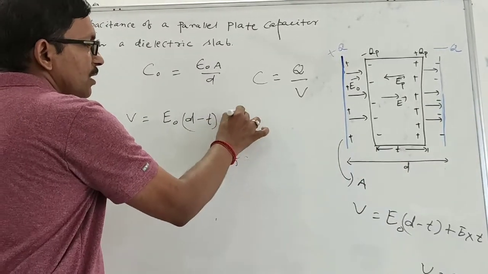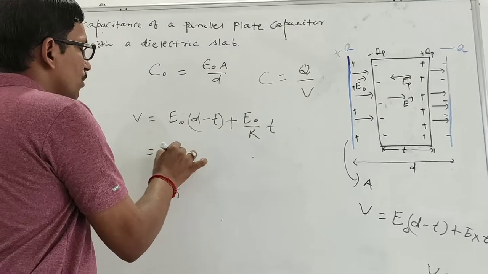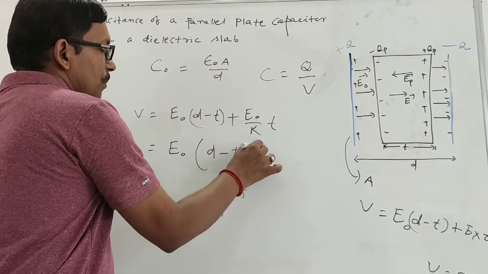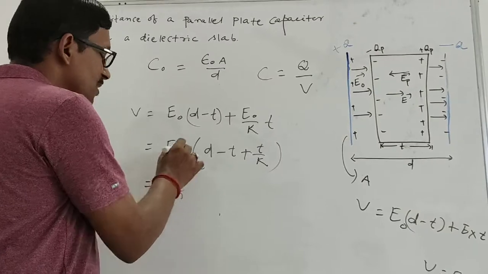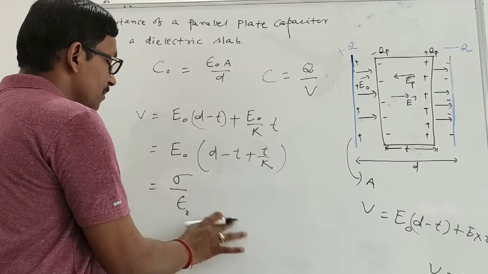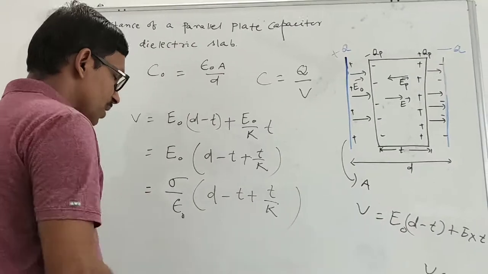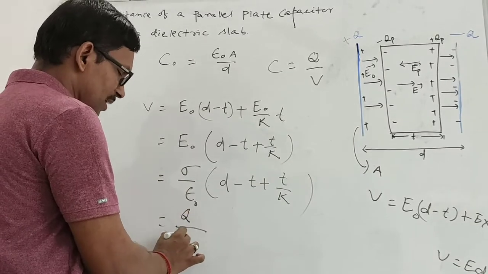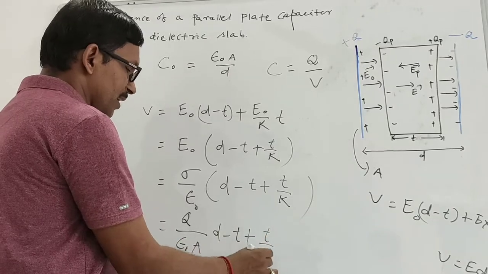For E, what can we write? E0 by K, as I have already shown, into T. So now if you take E0 common, E0 into D minus T plus T by K. This is the potential difference between the two plates. And E0 is sigma by epsilon naught. This is the electric field between the two plates. So V is sigma by epsilon naught into D minus T plus T by K, and sigma is nothing but the charge per unit area. So Q divided by epsilon naught A, into D minus T plus T by K.